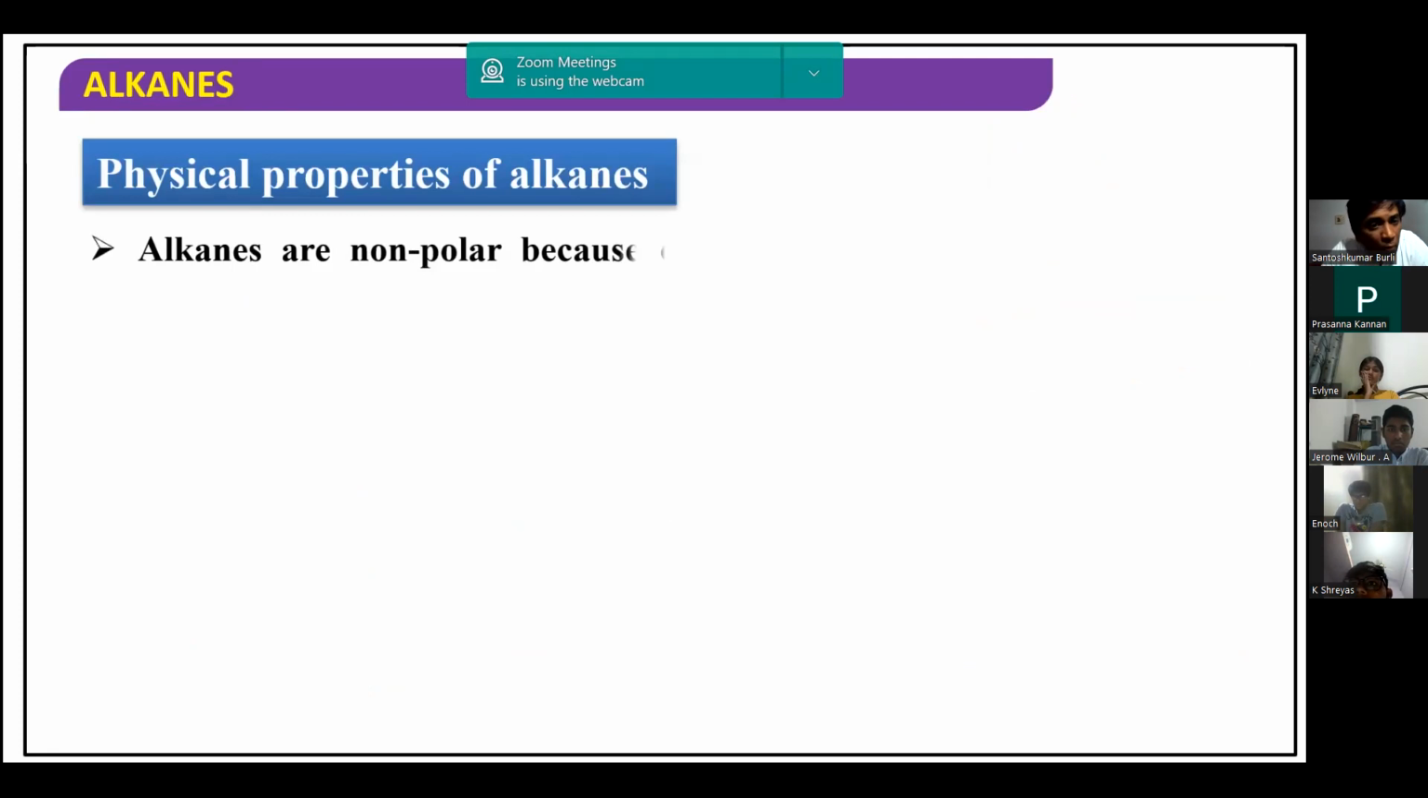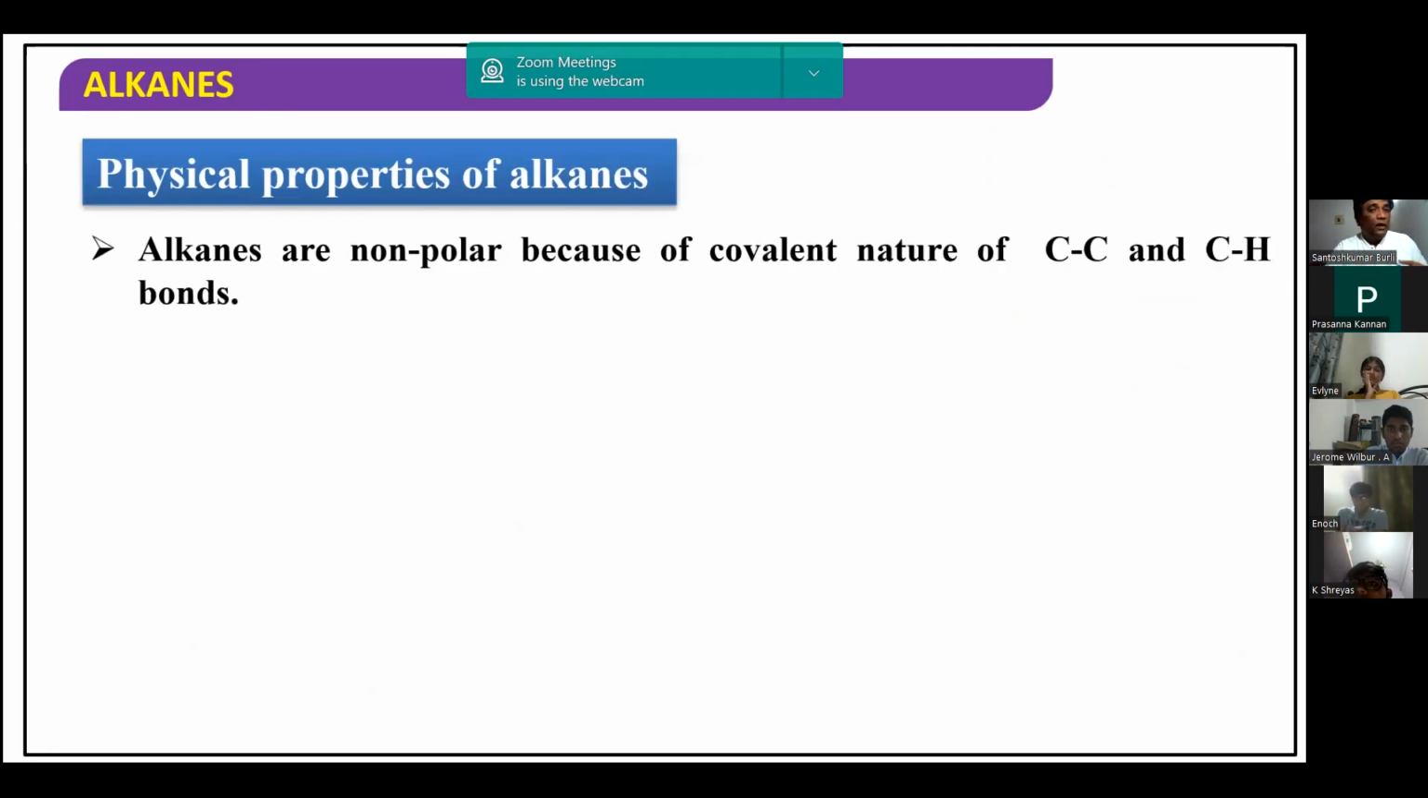Now, physical properties. Alkanes are non-polar because of the covalent nature of the carbon-carbon bond and carbon-hydrogen bond. They are non-polar because the electronegativity difference between carbon and carbon, and carbon and hydrogen, is very, very small. Because of that, we say they are completely non-polar.